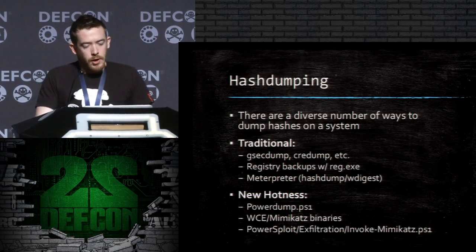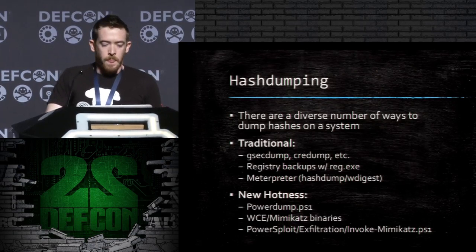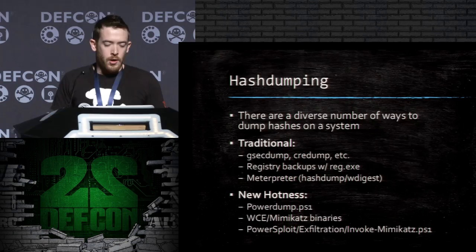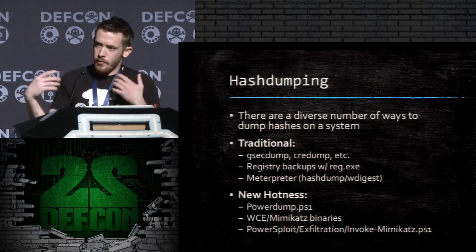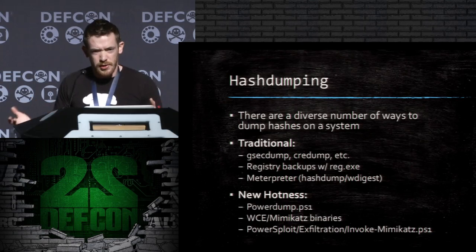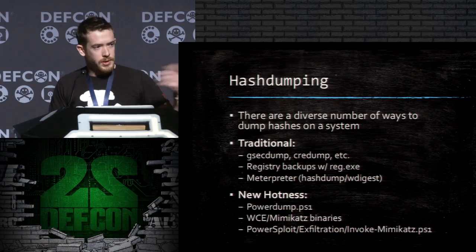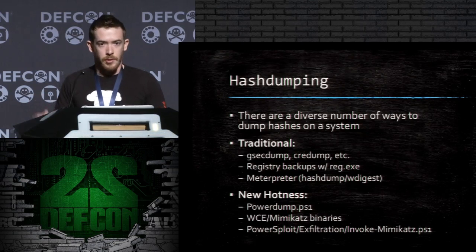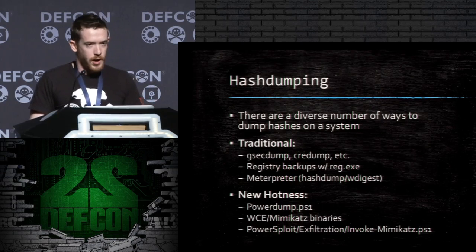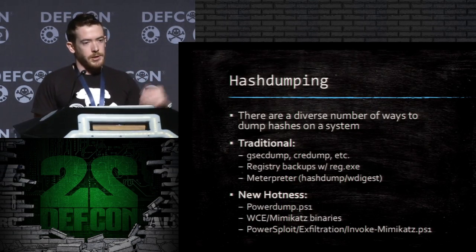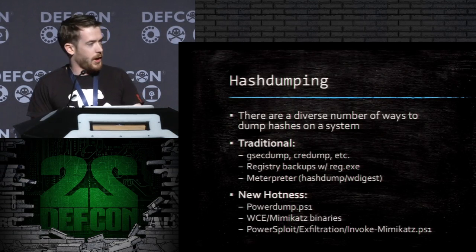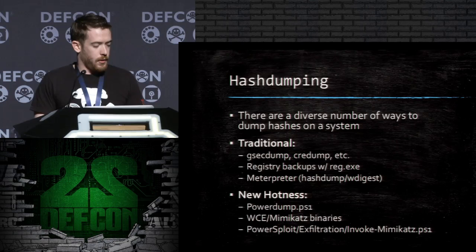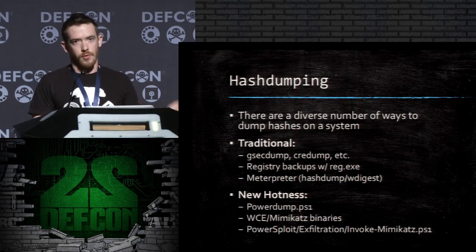With hash dumping, there are a diverse number of ways to dump hashes on a system. A lot of the traditional ways involve dropping a binary, like gsec dump, cred dump, those types of things. The deal with that is, you know, AV has started to flag or write signatures to these static tools, so we don't always like to drop stuff to disk. You can do registry backups with reg.exe, pull those files down, or you can get an interpreter session, do it a little bit more manually, do hash dump, wdigest, and all that good stuff. Some of the new hotness, Dave Kennedy's PowerDump script, you can hash dump purely in PowerShell using WCE and Mimikatz binaries. And also, the PowerSploit project has Mimikatz integrated completely in PowerShell, which I'll go over in a few slides.